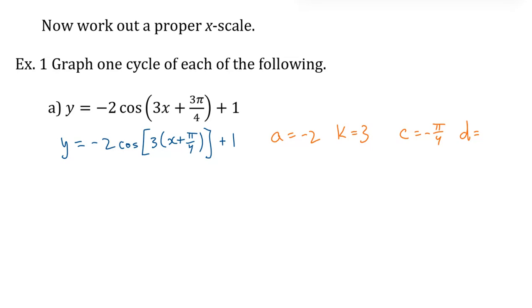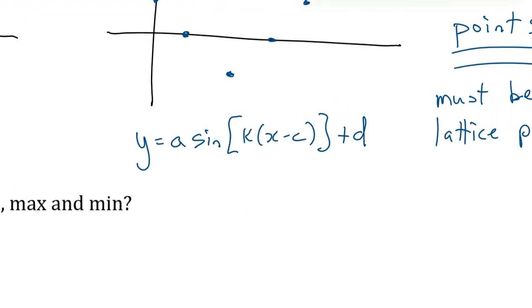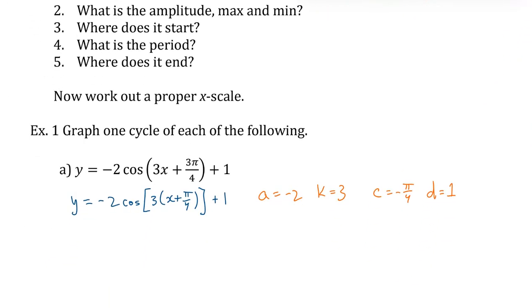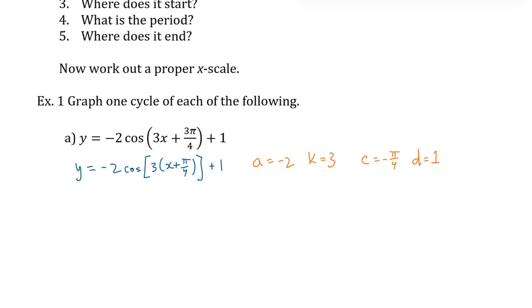And we know that inside brackets, it has the opposite effect. So plus pi by 4 will be a shift to the left pi by 4, which means the C value is negative. And the D value is 1. And that's where you need to know this. Where's the A, the K, the C, and the D? And then you need to know what they tell us about the function.